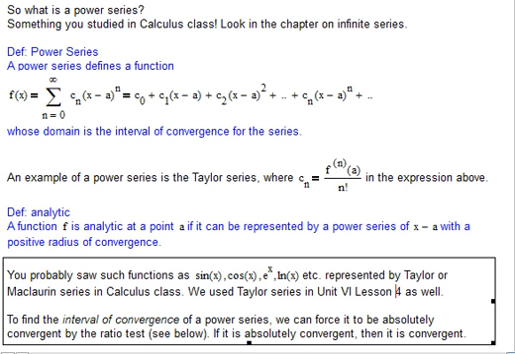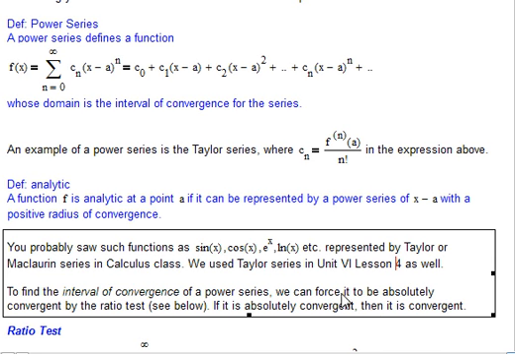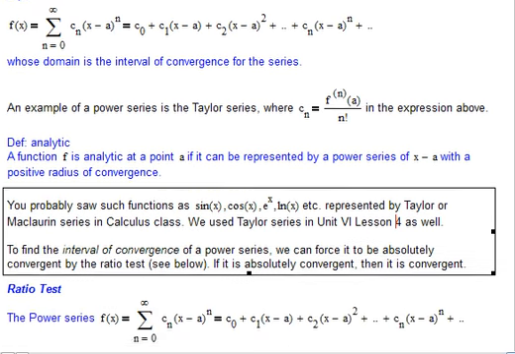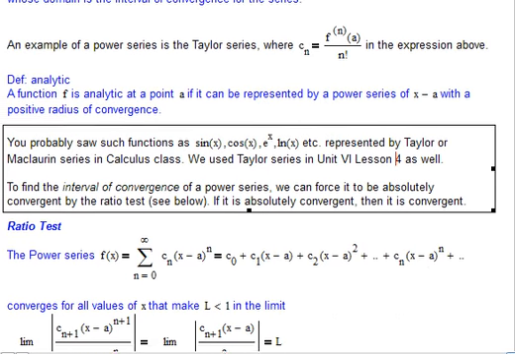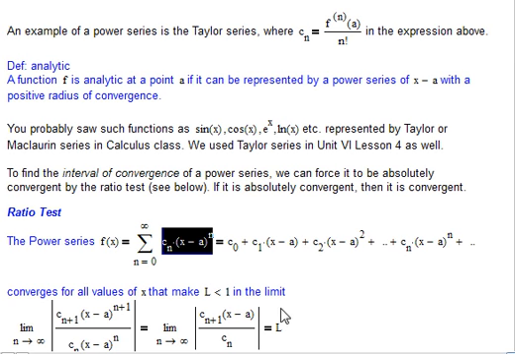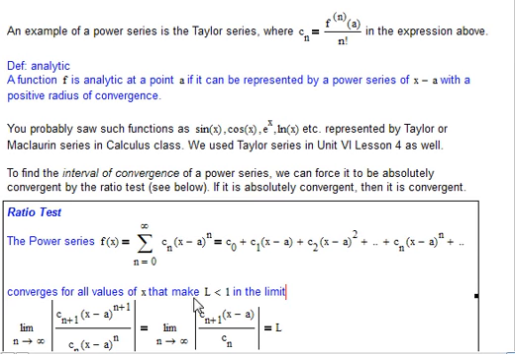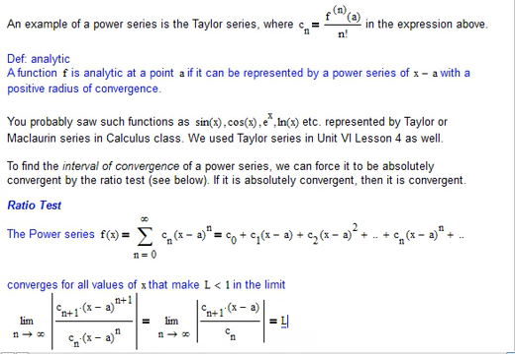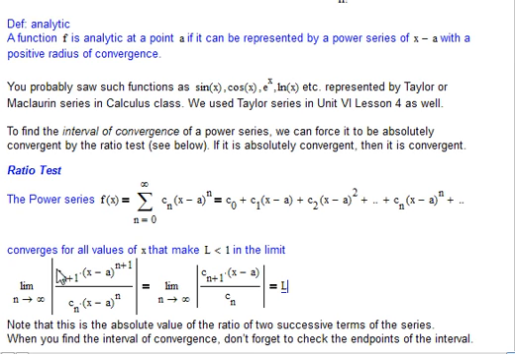You might recall we set up some problems there, and to find the interval of convergence, we just force it to be absolutely convergent by the ratio test, and below we're going to do that. If it's absolutely convergent, then it's convergent. So the ratio test says here's a power series, and that converges for all values of x that make this limit L less than 1. And you might recognize this is like the n plus first term over the nth term. And if that limit is L and L is less than 1, then the power series converges for all those values of x that make that true.